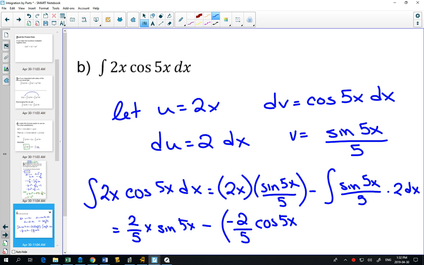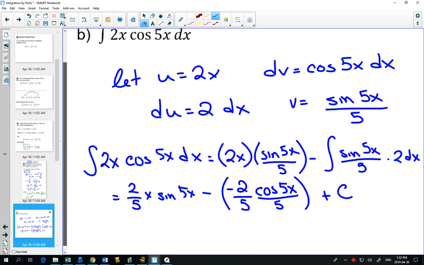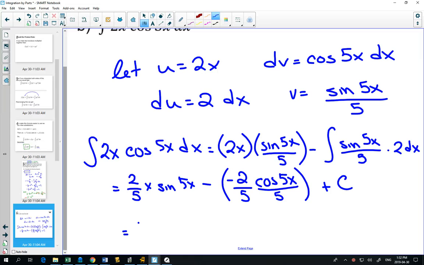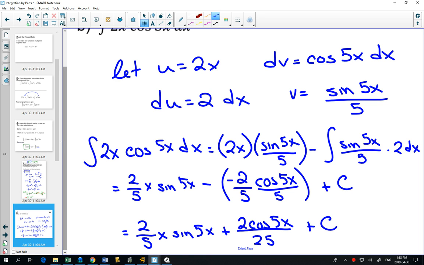Can you see you would have had a chain rule? And when integrating, you would have to get rid of that chain rule, so we need to divide by 5. And we can add our plus c now. So simplifying this out, we're going to get 2/5 x sine 5x, negative, negative, plus 2 cos 5x all over 25 plus c.